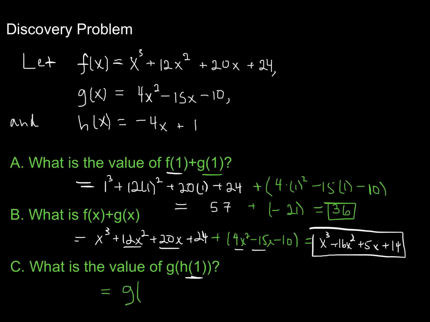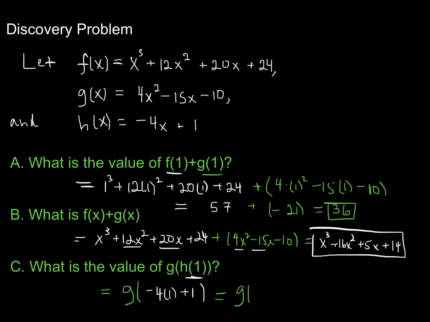Well, there I'm just substituting 1 into my function h. So that's going to be negative 4 times 1 plus 1. All right, well I can evaluate that pretty easily. That's going to be negative 4 plus 1, or negative 3.